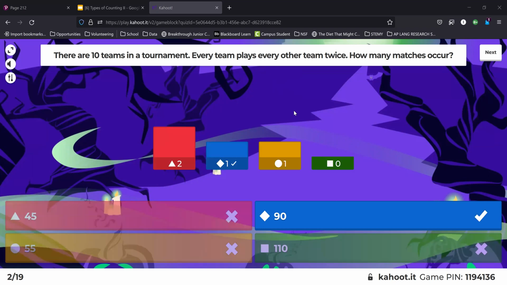Okay, so it's 90. Some of you put 45. Remember it said every team plays every other team twice. So if they were to play each other once, the first team plays 9 games, the second plays 8 that aren't already counted, and so on. So that'd be the sum of the first 9 integers, which is 10 times 9 divided by 2, which is 45. However, they play each other twice, so we multiply it by 2, and you would get 90.